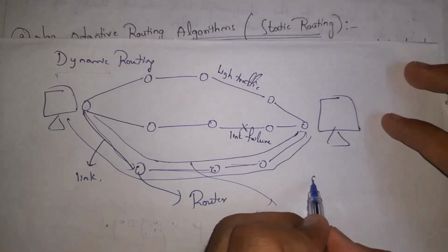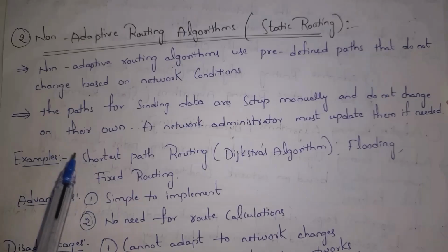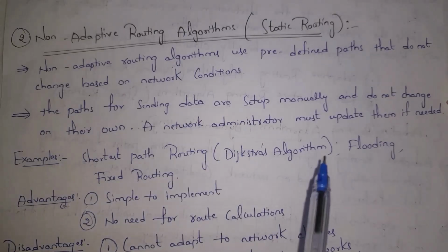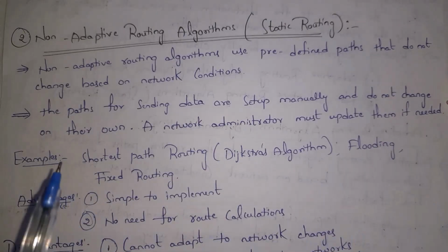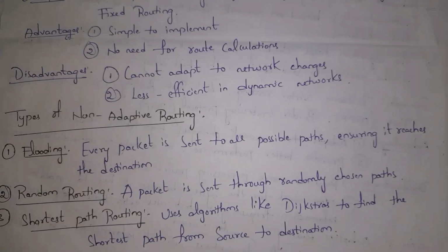And there is one person called the network administrator. The network administrator will set this path in order to transfer data. Shortest path algorithms like Dijkstra's algorithm, and flooding and fixed routing, all these are examples of static routing. These are advantages of static routing.